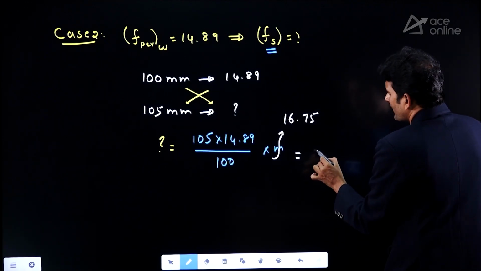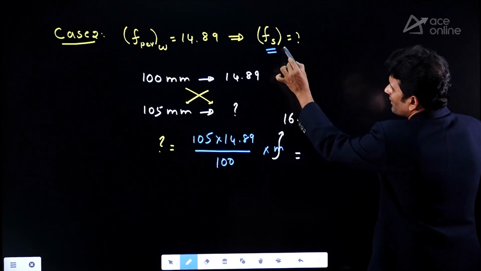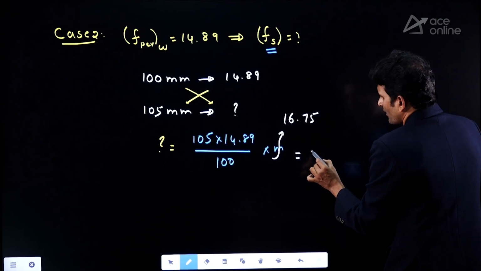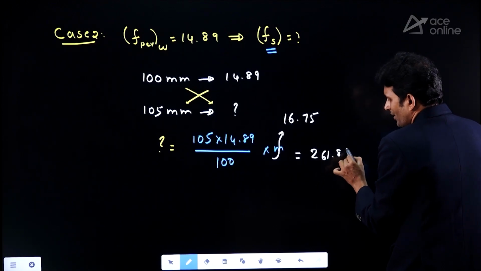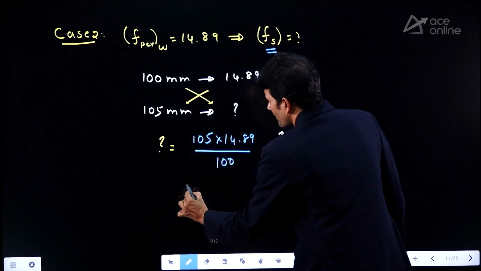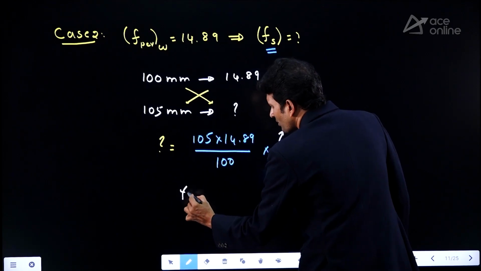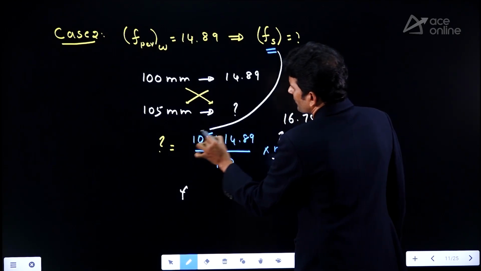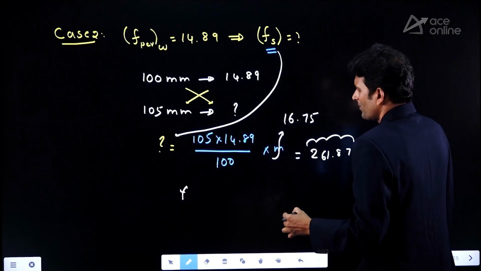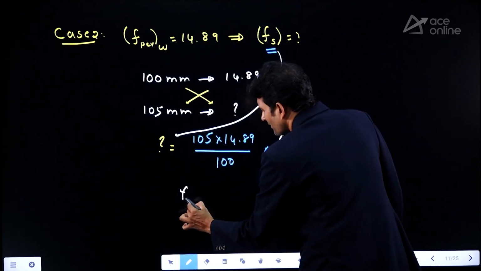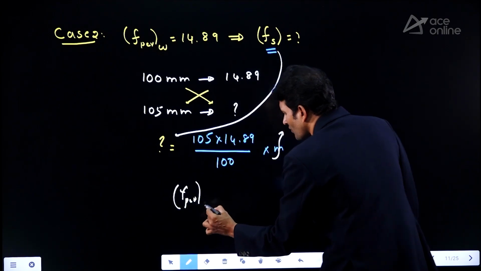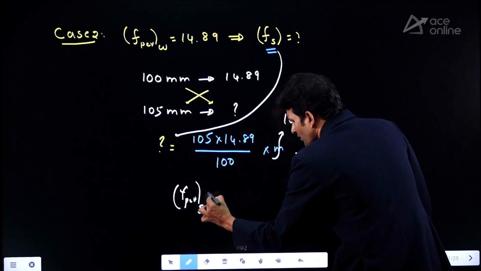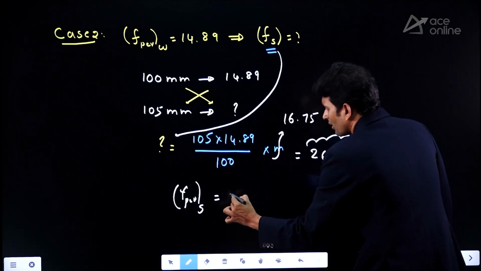Corresponding stress in the steel, Fs, if I take this one, is 261.87. But the permissible stress in the steel is restricted to how much? This is the stress we are observing in the steel, the corresponding maximum stress developed in the steel. But permissible stress in the steel is going to be restricted to, up to how much?